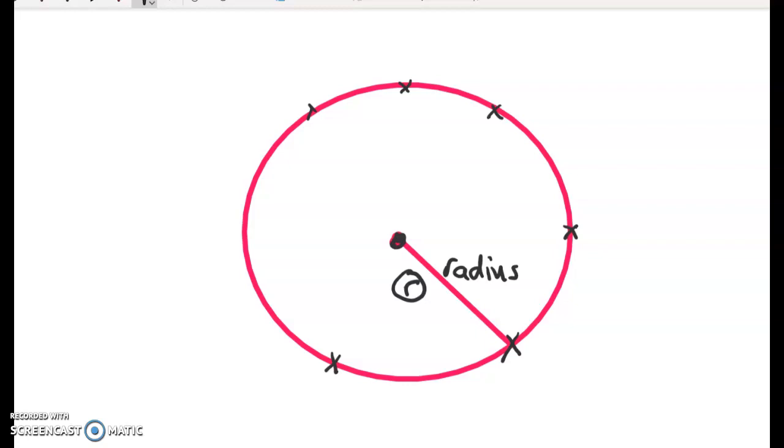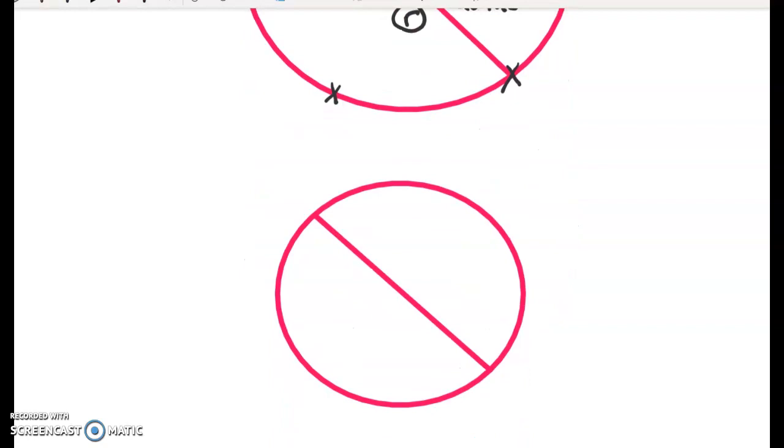Then the next big idea that we're going to use all the time, that we already saw in class, is the line through the center from one side of the circle to the other side. And we call that the diameter. And we shorten that to D.